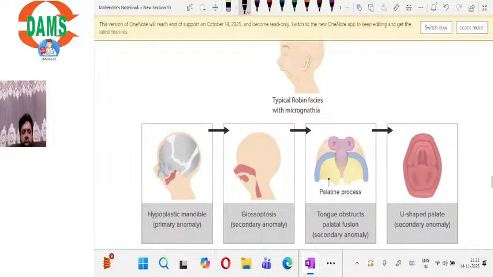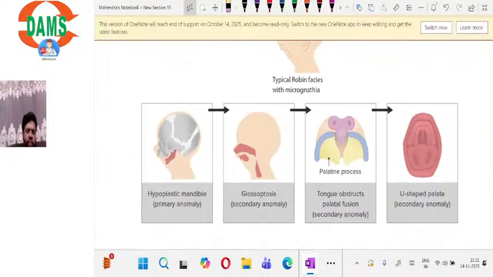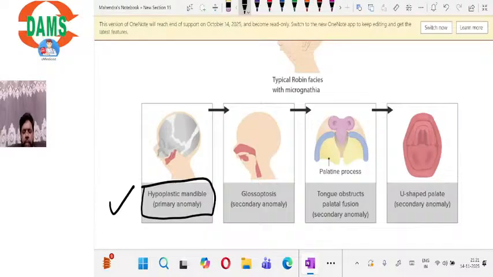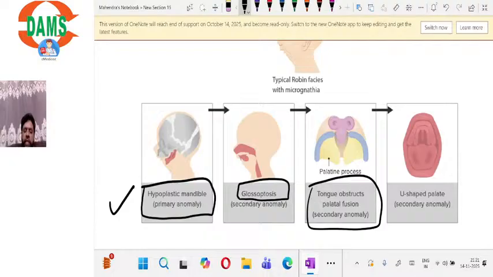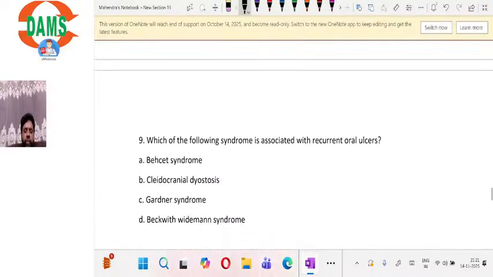So if you see here, typical patients of Pierre-Robin syndrome, where the primary feature, remember the main primary feature, is a hypoplastic mandible. As the mandible is hypoplastic, the patients will have glossoptosis, that is falling back of the tongue, and there will be a cleft palate. That's an important one you have to remember. These three are the triad. Okay, let us move to the next question.